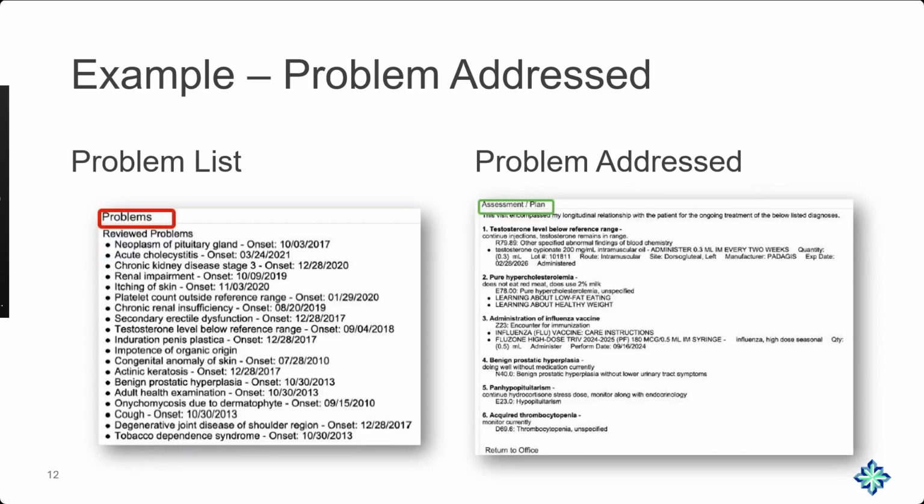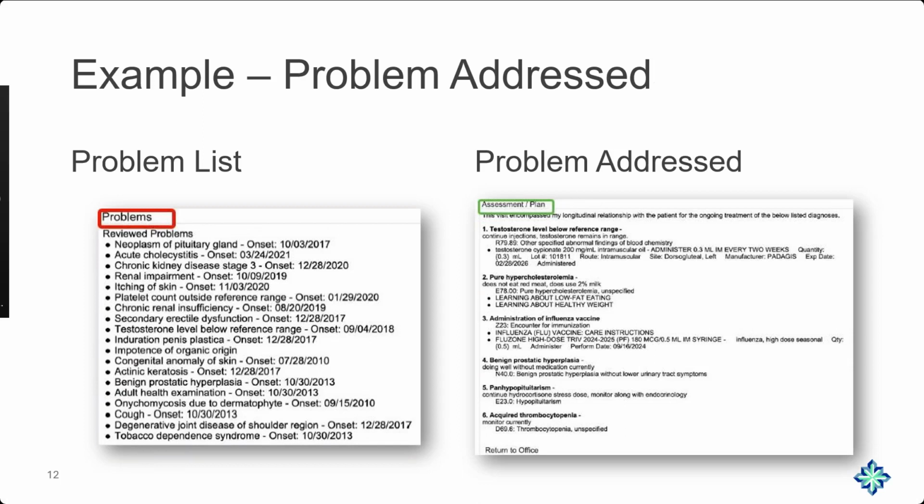So the first one is showing a problem list. This is that laundry list of conditions. They may not all be addressed in this encounter. Some of them go very far back. They may be addressed, they may not be addressed. We don't know. This is telling us what they have. It's letting us know their onset of problems. That doesn't mean that any of that was addressed in the encounter today.